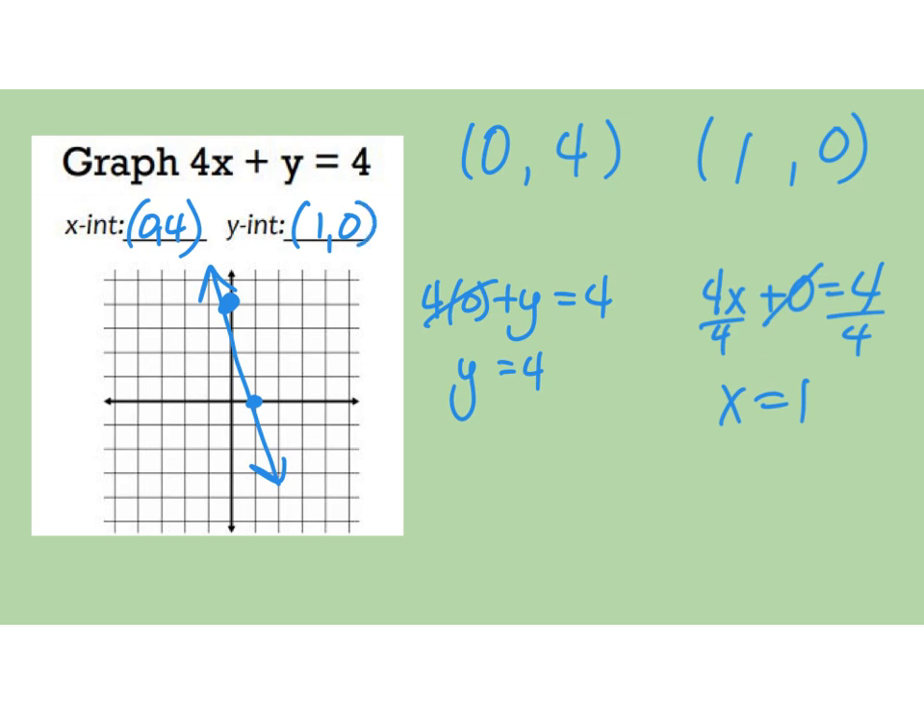I think I put those backwards. Let me switch this. So our x-intercept is at 1, 0, while the y-intercept is at 0, 4. I am sorry about that.